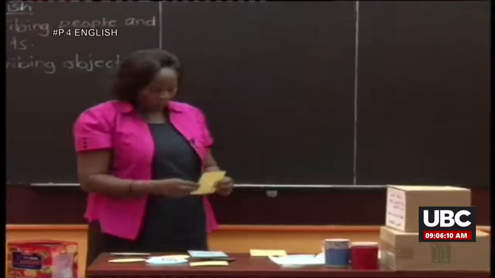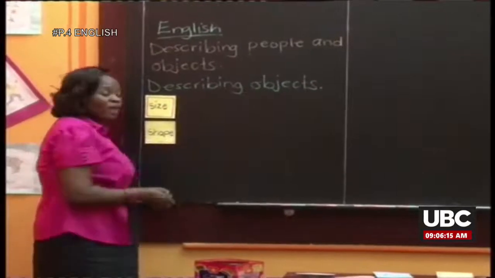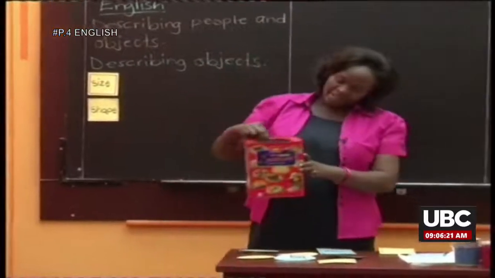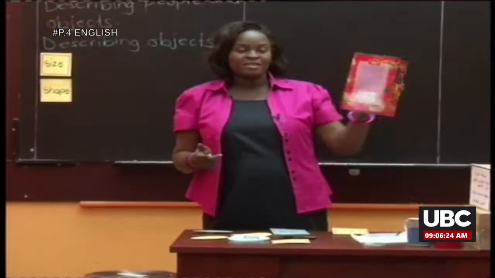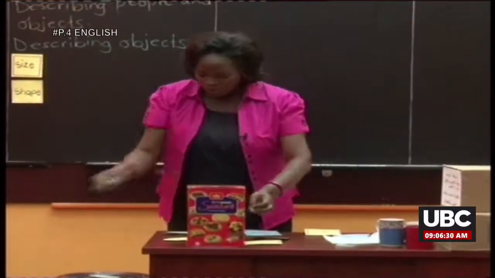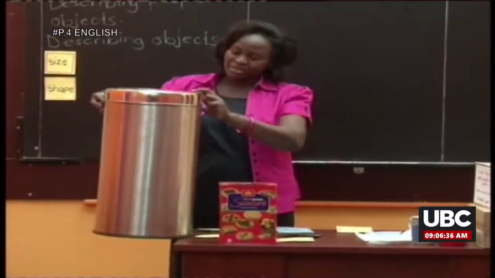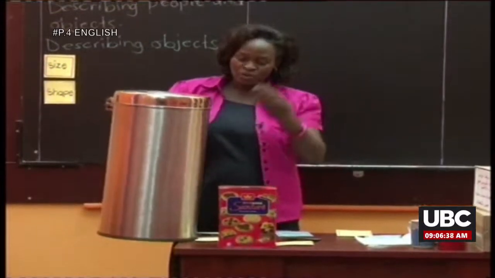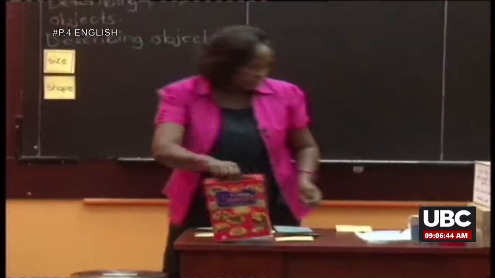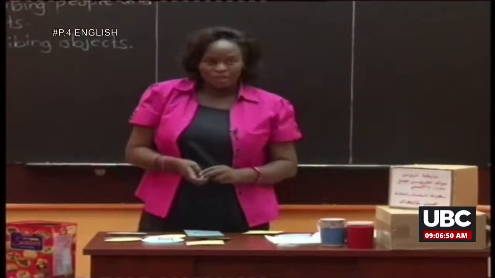Two, we also look at the shape of the object. Which shape? For example, we have our objects here. This is a tin. The shape is rectangular. We look at the shape and we describe the object. We also have another tin here. This one here, it is a cylinder shape. So we describe it using the shapes of the object. We also have the boxes, the squared, the rectangular, and so on.